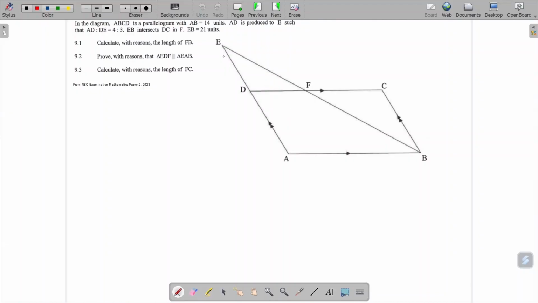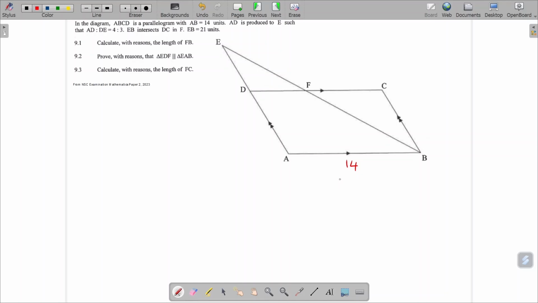Okay, so firstly, we're told that we've got a parallelogram. So we have it marked here that the sides are parallel. But please don't forget all the other implications of a parallelogram, such as sides being equal, and opposite angles being equal. We're told that AB at the bottom here is 14.